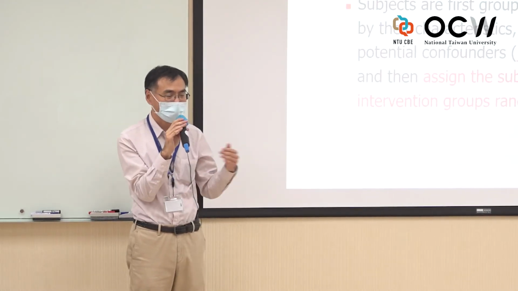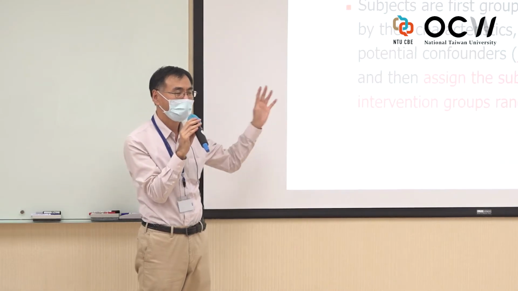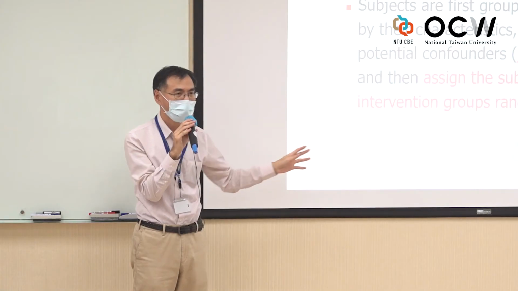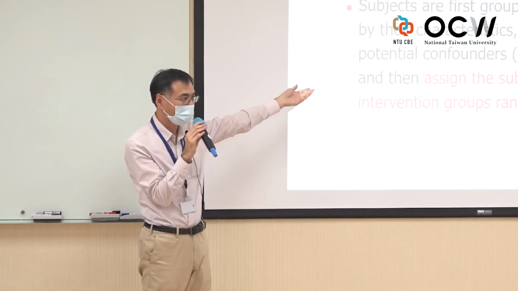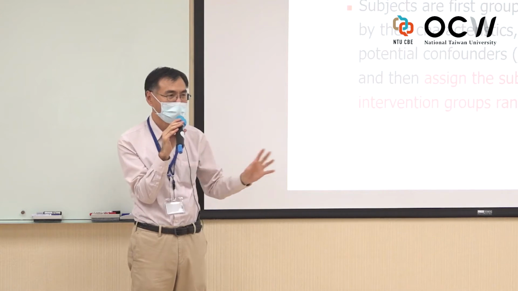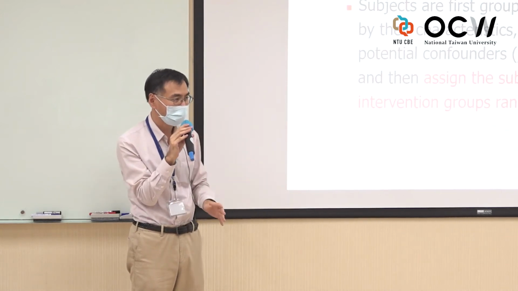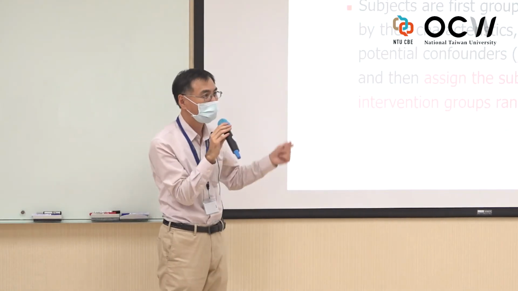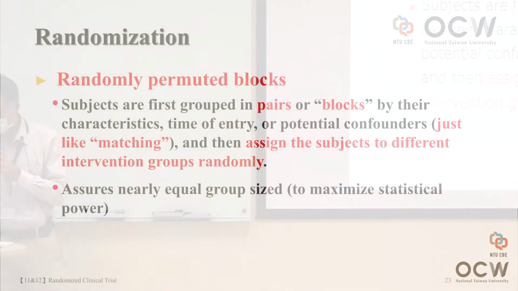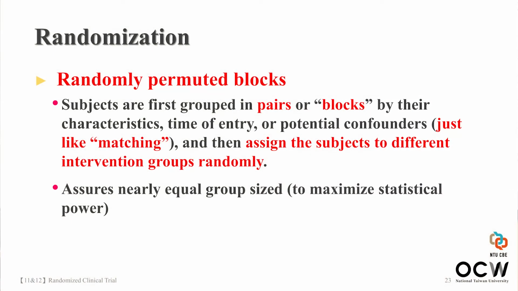Then in the end, for the whole process, we're pretty sure that the number of people in the different arms will be exactly the same, right? And also we could perform matching in the process to make sure that the composition of the factors we care about, like age and gender, will be exactly the same in these two comparison groups, right? So it's a very interesting, useful way. Then we could assure that they're nearly equal for each group, and also enhance or maximize the statistical power. Okay, so this is called randomly permuted blocks.